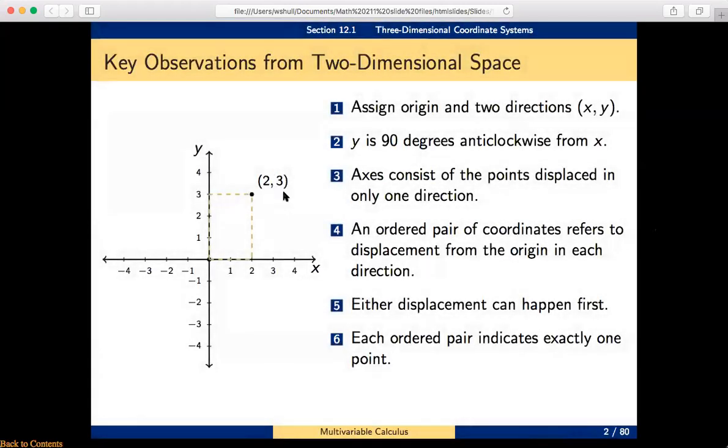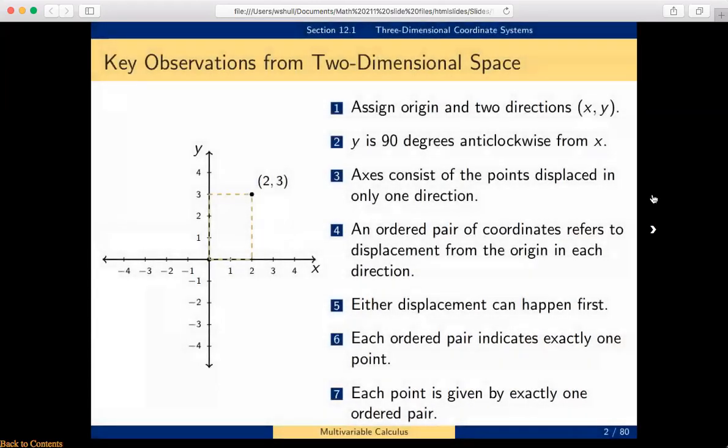Now, each ordered pair indicates exactly one point in the plane, and each point has exactly one ordered pair. So there's no point that can't be indicated by an ordered pair, and there's no pair of real numbers like this that can't indicate a point. On the other hand, there's no 2 points indicated by the same ordered pair, and there's no 2 different ordered pairs indicating the same point.